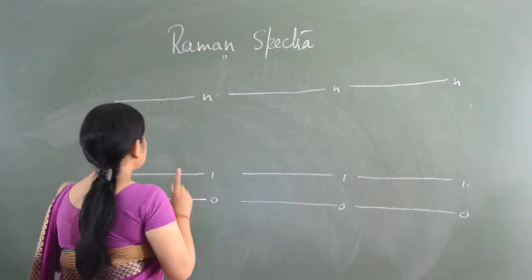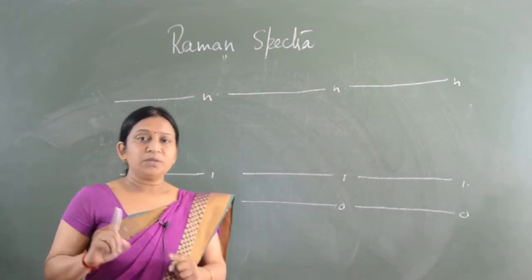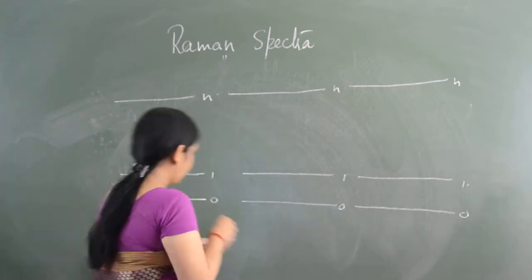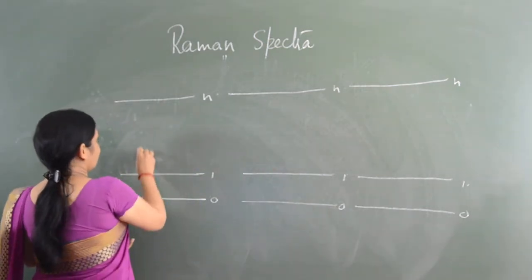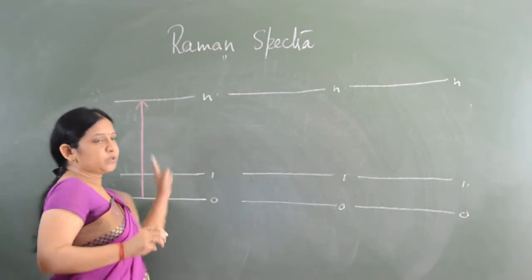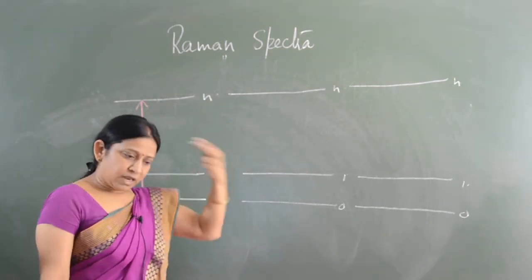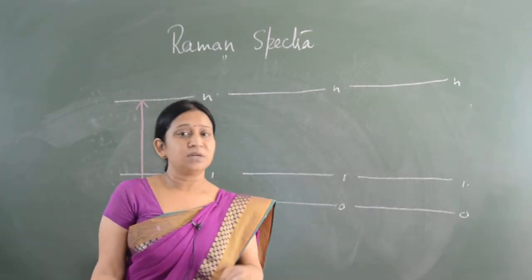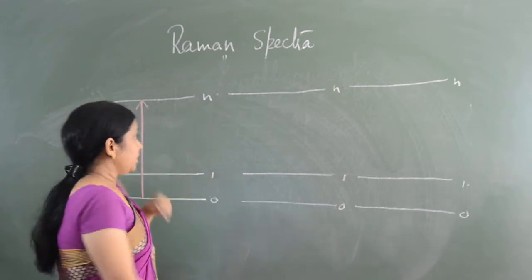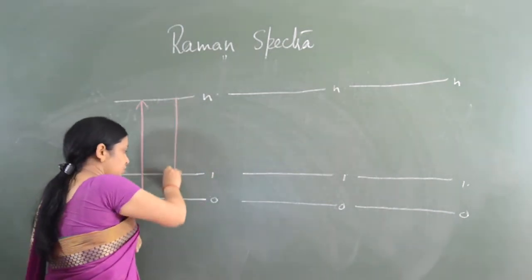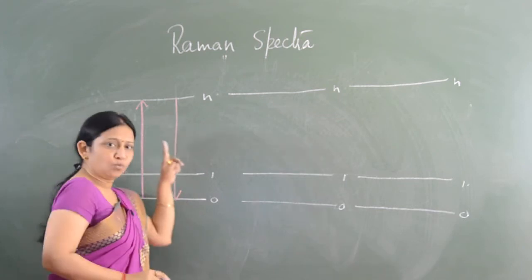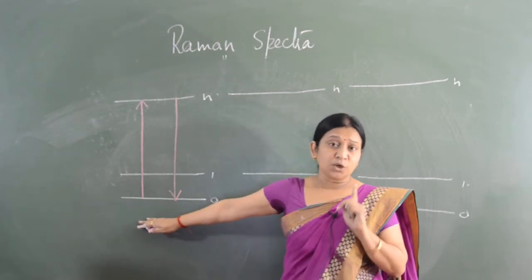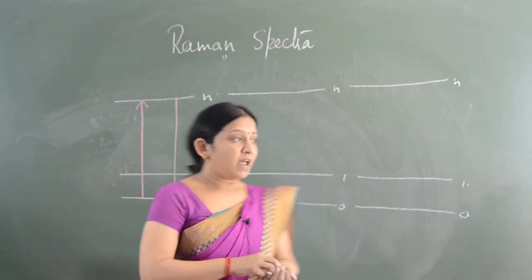Suppose I first discuss the elastic condition, where the frequency of the scattered radiation is the same as the frequency of the incident radiation. Here the molecule moves from the ground state to some higher energy state, and anything which moves to a higher energy state cannot remain in the excited state for a very long time. It has to come back to the ground state. When it comes back to the same state from which it moved, this is the condition of elastic collision, and this is known as Rayleigh scattering.